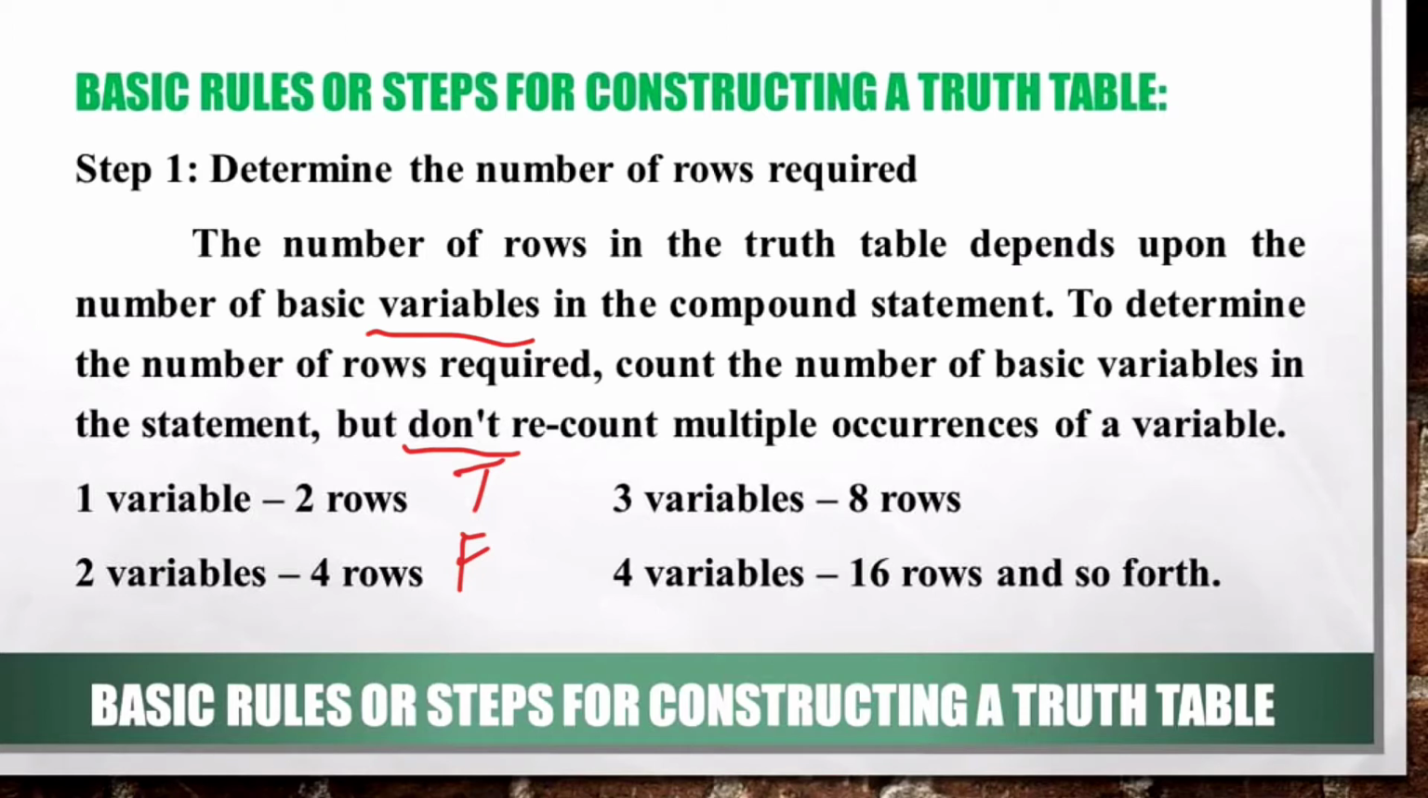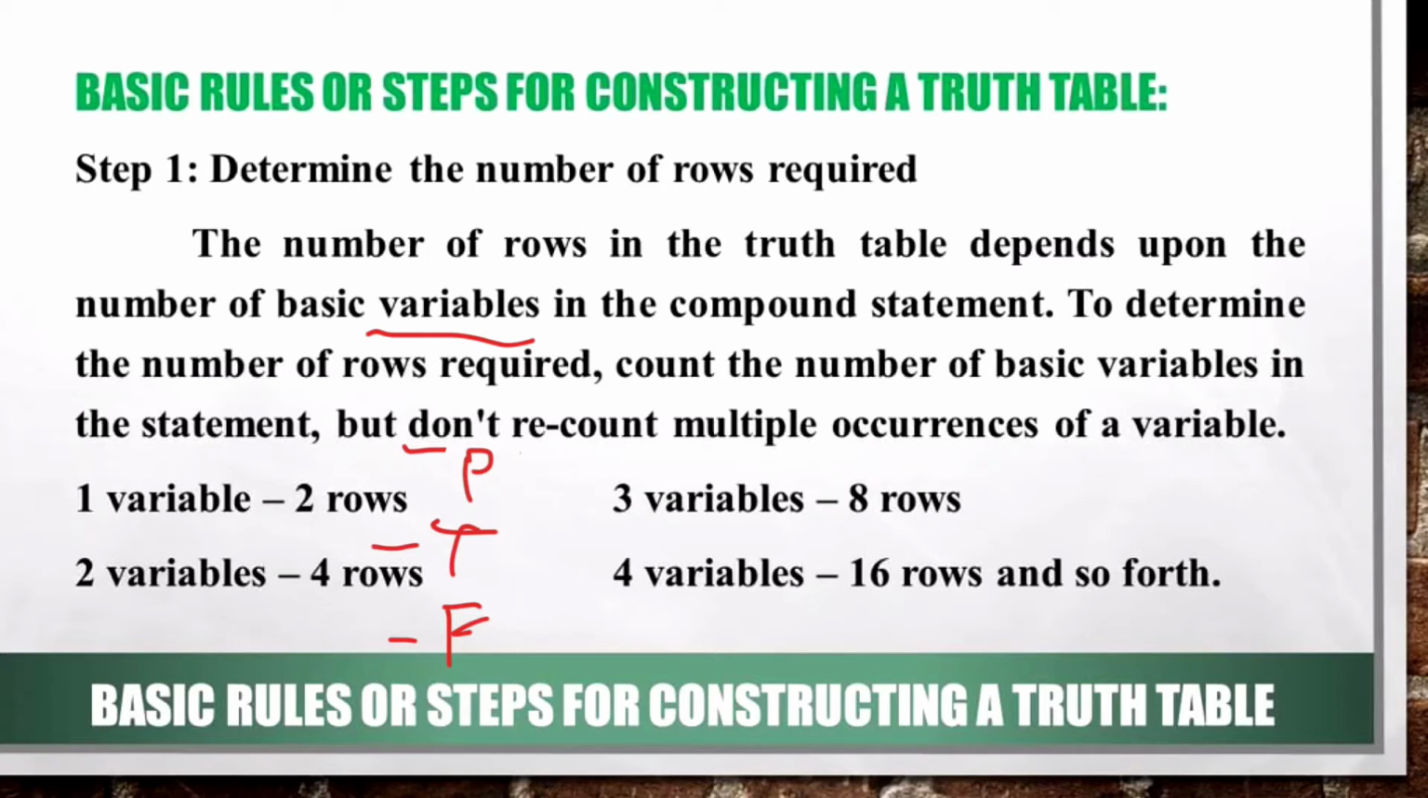In statement P, okay, burahin ko lang. So, if we have the statement P, si statement P, pwedeng true, pwedeng false. Therefore, we have 2 rows. Okay? 2 rows pa lang.